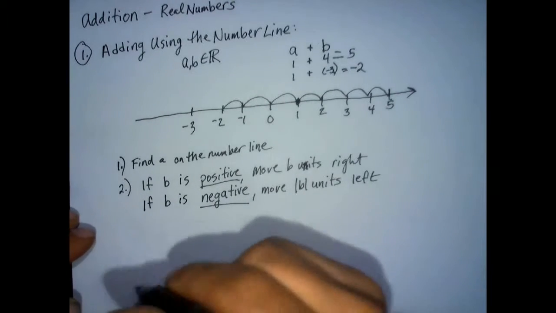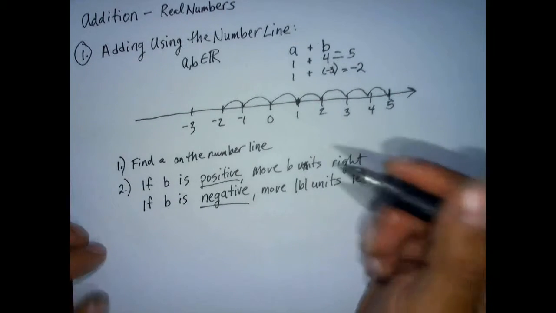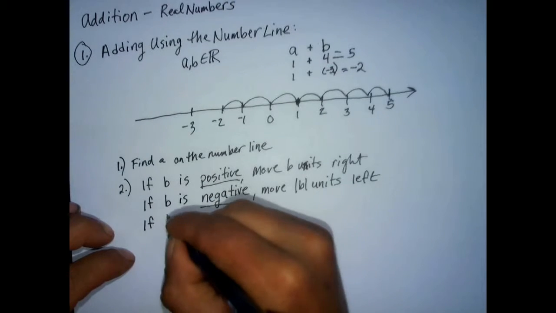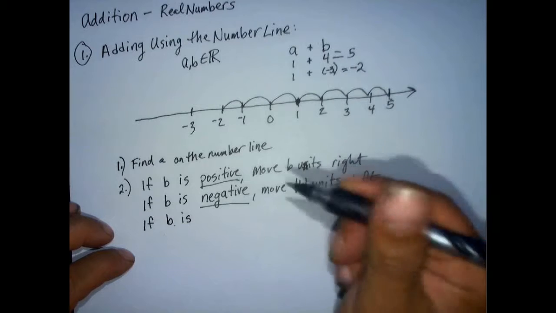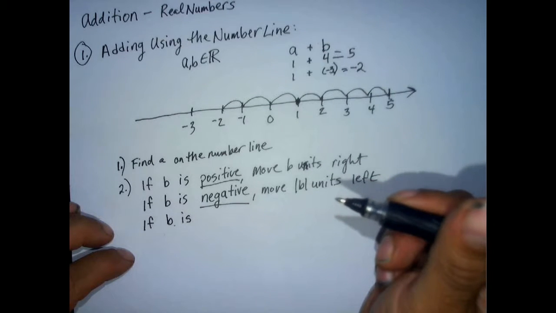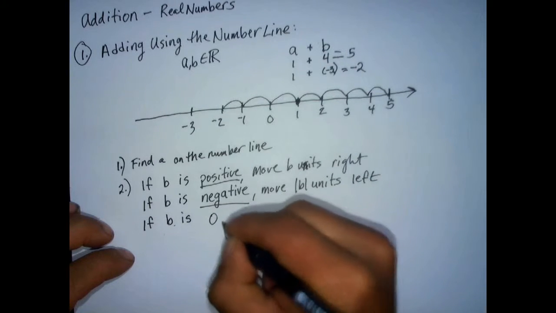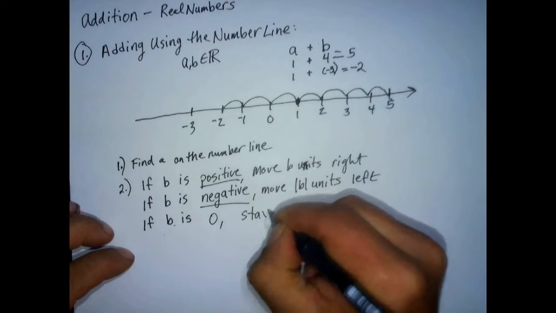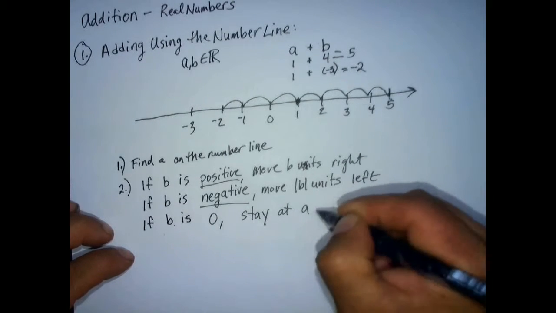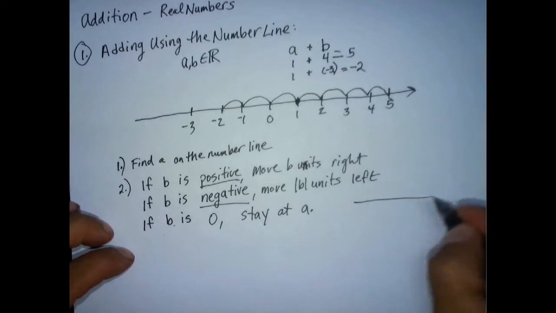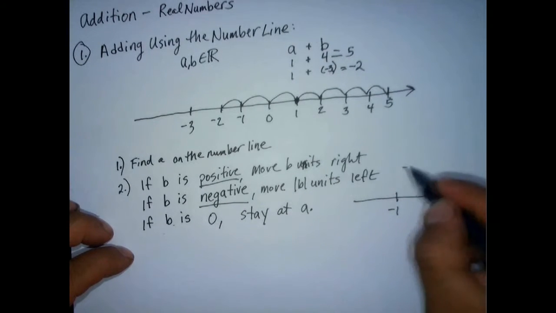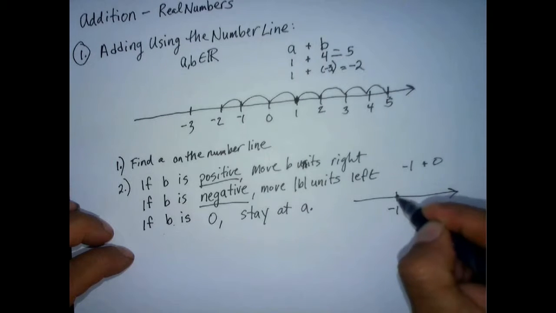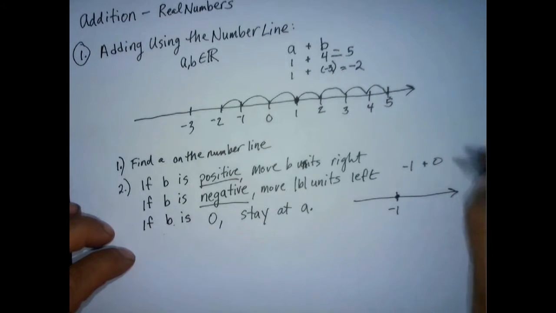And then there's another option. If it's not positive or negative, what is it? Zero. If B is 0, very good, stay at A. That's the easiest one. So here's your negative 1 plus 0. And there you go. Stay at negative 1.